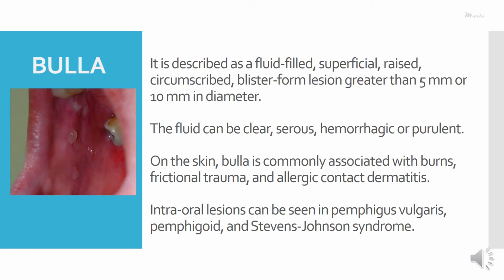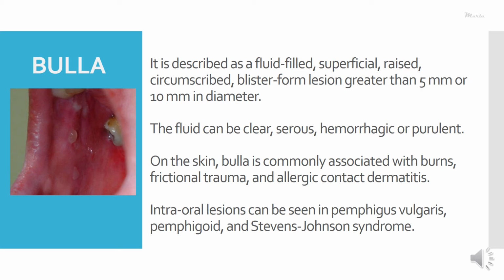Then we have another form of vesicles which are slightly larger in dimension, generally more than 5 to 10 mm, or we can say more than 1 centimeter in dimension. These are also fluid filled, they are superficial, so they are elevated, raised, and circumscribed blister-form lesions. They are filled with clear, serous, hemorrhagic or purulent fluid. On the skin, bulla is commonly associated with burns. So a burn victim will generally show the formation of a bulla. These are dense fluid-filled vesicles which are sometimes painful as well.